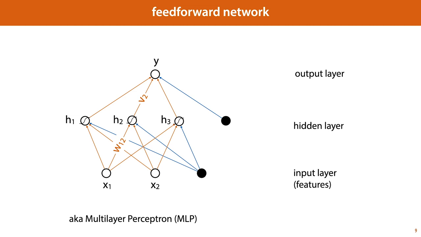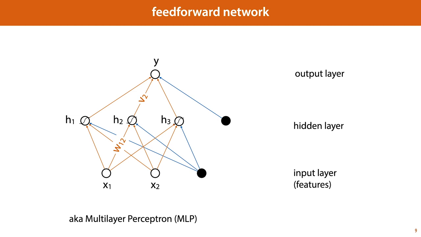Note the following points. Firstly, that there are no cycles. The network feeds forward from input to output. Nodes in the same layer are not connected to each other or to any other layer than the next and the previous one. And each layer is fully connected to the previous layer. Every node in one layer connects to every node in the layer before it. In the 80s and 90s, feedforward networks usually had just one hidden layer because we hadn't figured out how to train deeper networks.